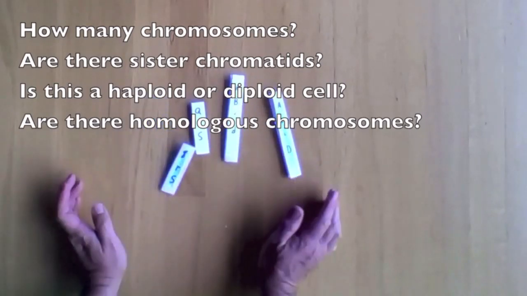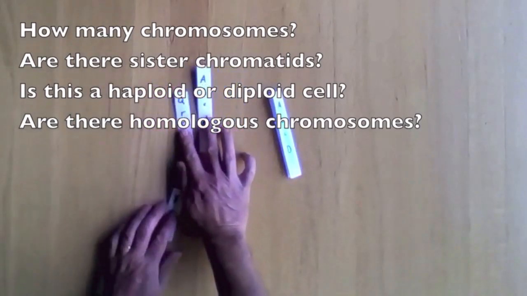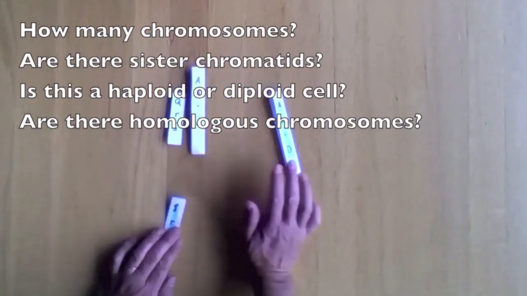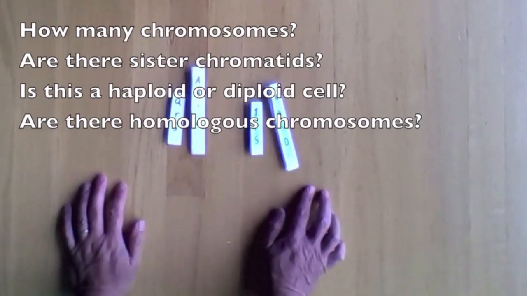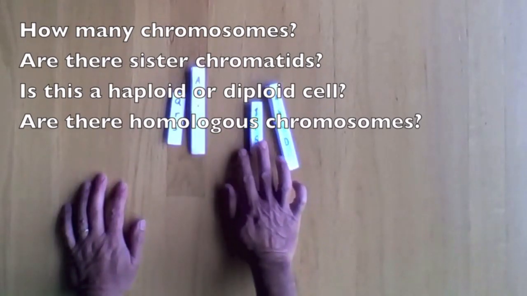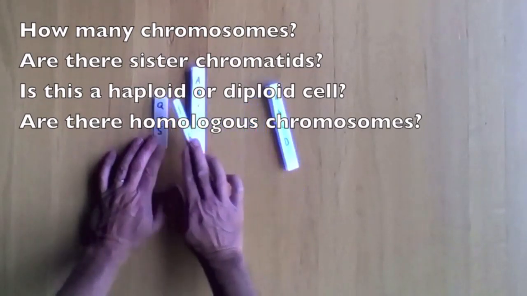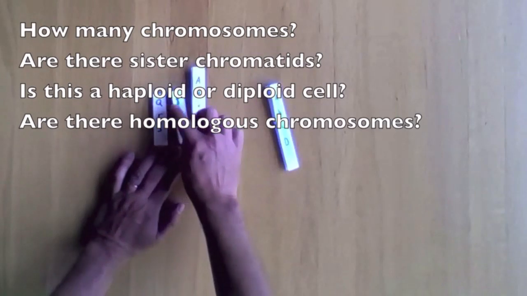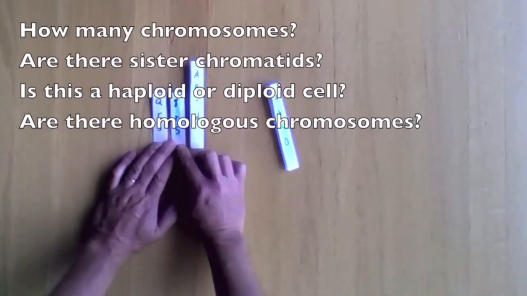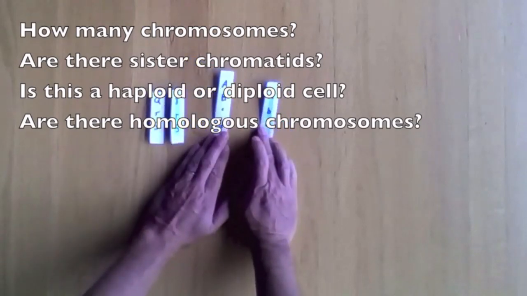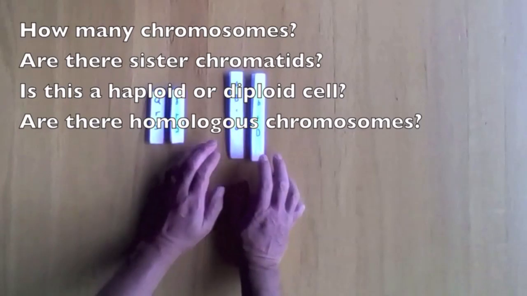Notice that there are 4 chromosomes, and each chromosome is just made up of one strand. It is not made up of 2 sister chromatids. Note this is a diploid cell because there are 2 sets of chromosomes. There is the set in blue that was originally inherited from dad, and the set in white that was originally inherited from mom. Between the 2 sets there are homologous chromosomes, so these 2 short ones represent a homologous pair of chromosomes, and the 2 long ones do too.